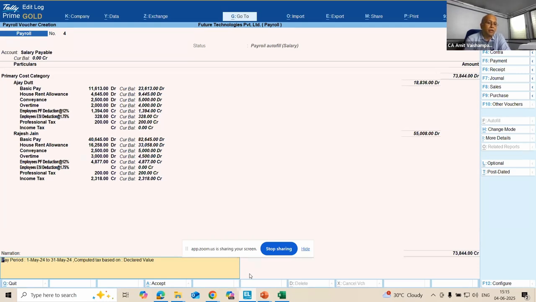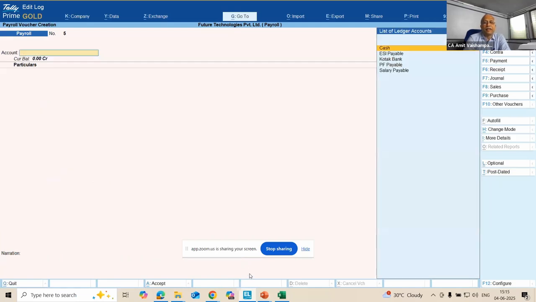I have just pressed a button and it has generated a voucher. Probably I can program it and say every end of the month you automatically generate a voucher and it will process my payroll. Okay, I'm just saving this voucher and I'll generate the next salary payable voucher. This is again a payroll.